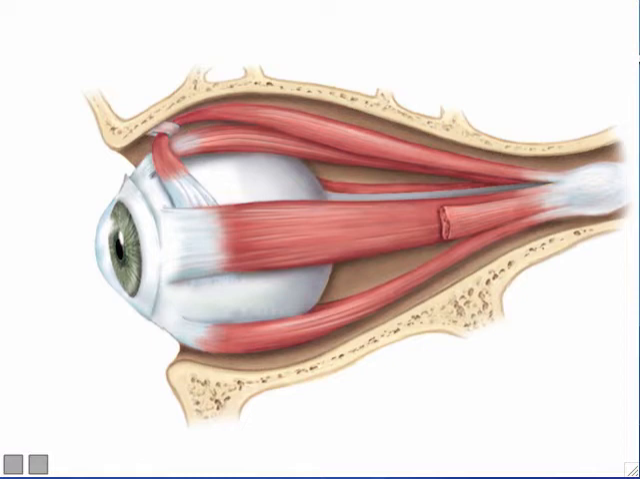In fact, these external muscles are the only voluntary muscles of the eye. We're going to talk about a couple of other muscle types of the eye, but all the other muscle types of the eye that we're going to talk about are involuntary muscles. These external ones are the only voluntary muscles of the eye.